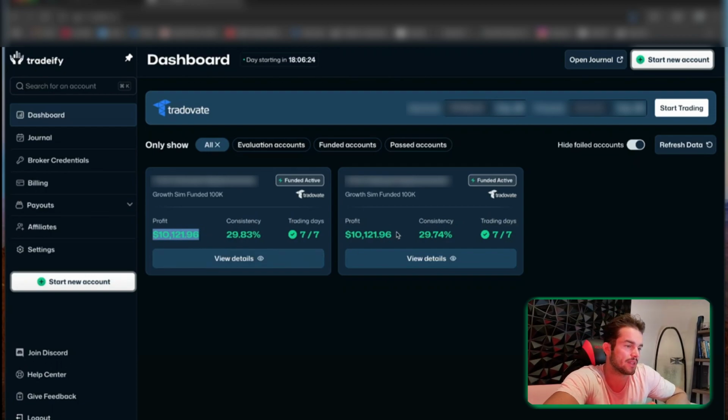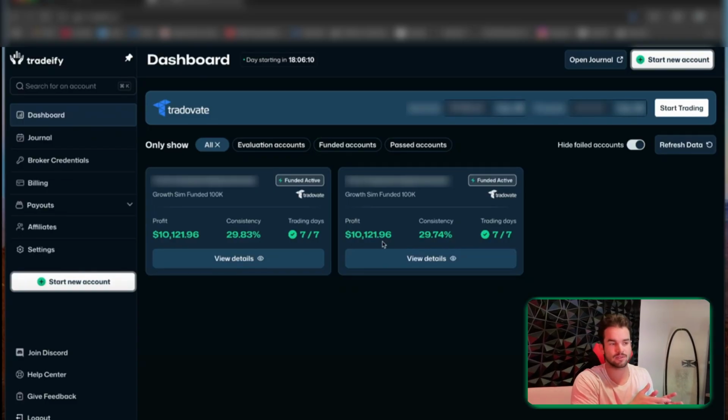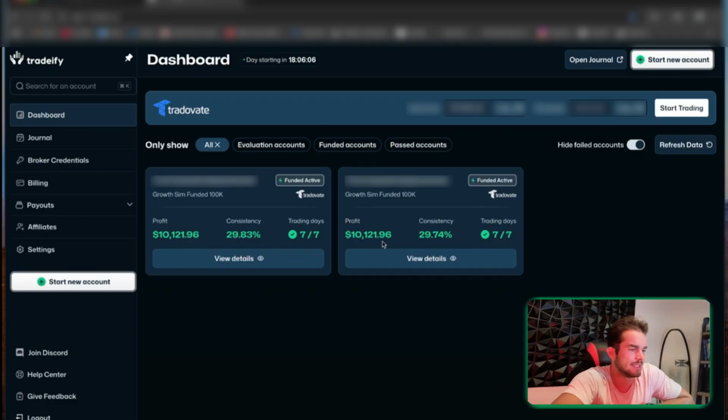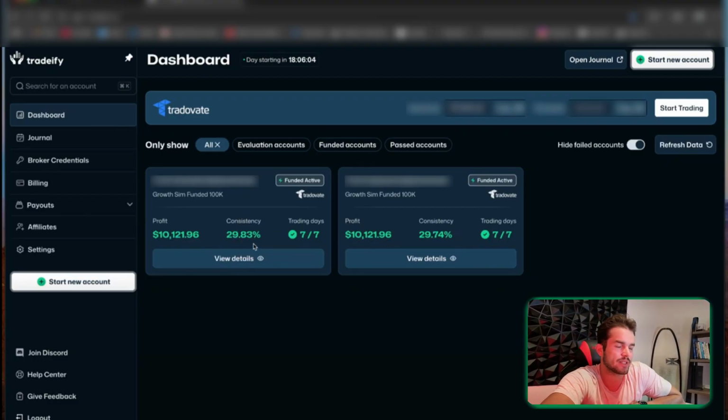So I recommend that you guys never take out more than your maximum buffer. So on these 100K accounts, you have a drawdown of $3,000. So if you are taking money out, make sure you guys are not taking too much out to where you're putting yourself in danger of blowing those accounts. So make sure you guys are staying within the buffer.